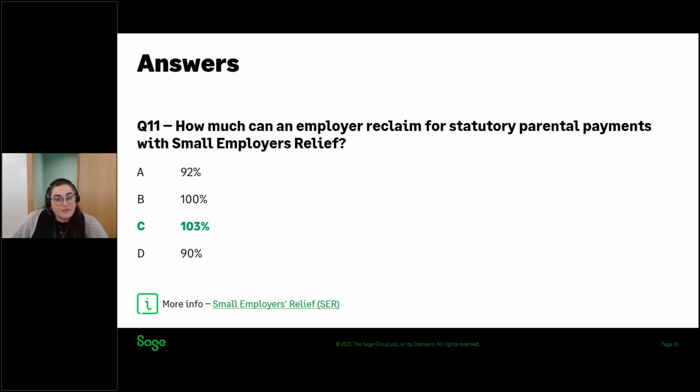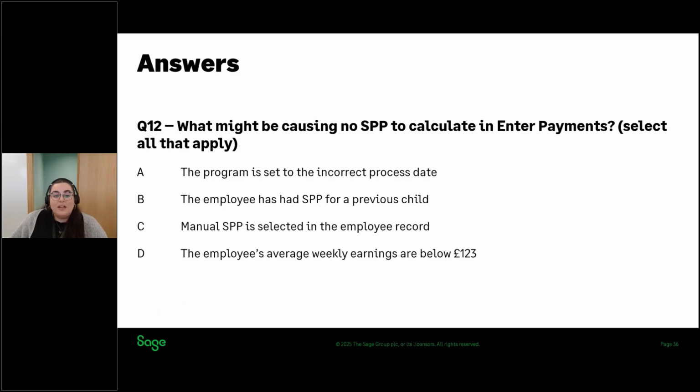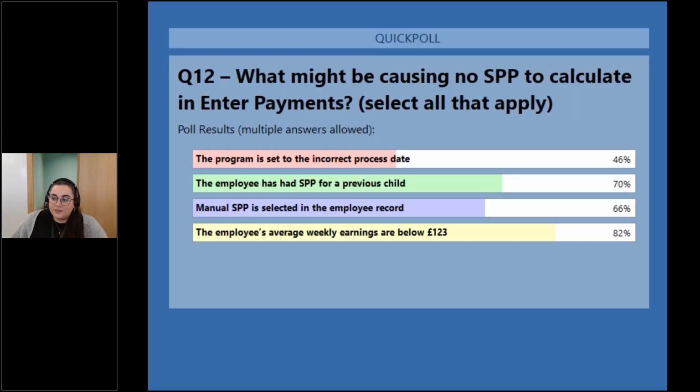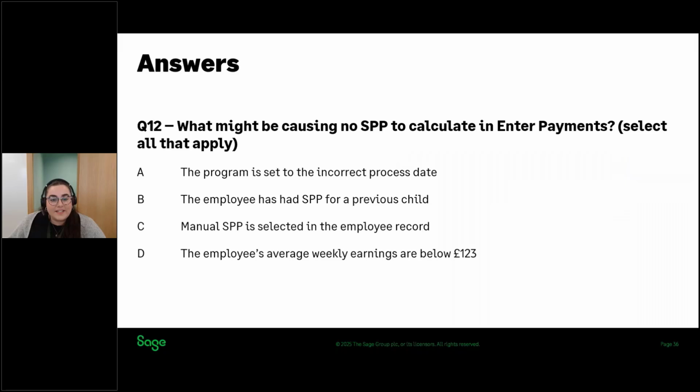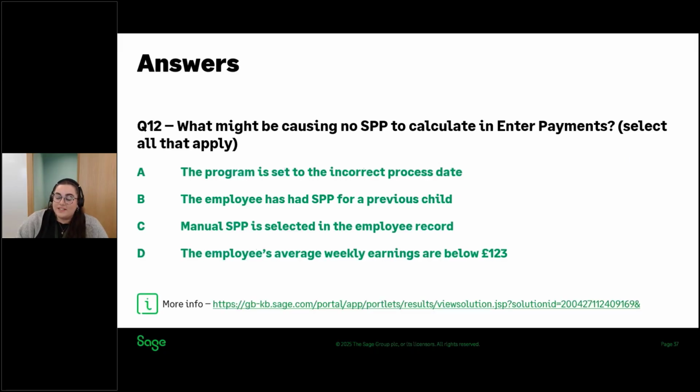The last question of this round then, question 12. That was, what might be causing no SPP to calculate in enter payments? This was a multi-select question. So let's see what you thought. So quite the mix. Looks like loads of people there. Let's hide this and see which of those were correct. So the correct answers were all of them. Well done to those of you who got all of them there.